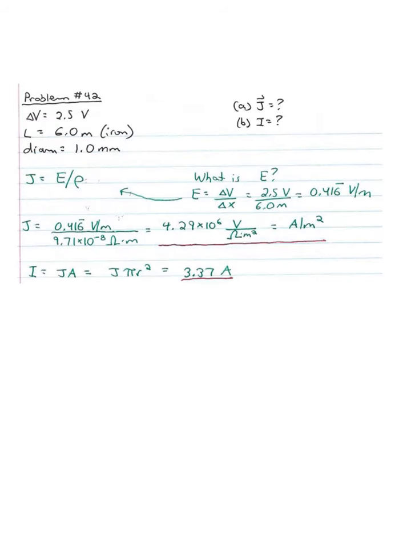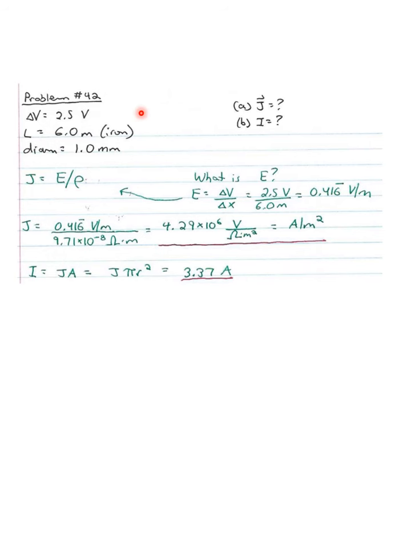Let's do another problem in the back of the chapter. Number 42 says, there's a 2.5 volt potential difference between opposite ends of a 6 meter long iron wire, 1 millimeter in diameter. Assuming a uniform electric field in the wire, find the current density and find the total current. Here's the given information.